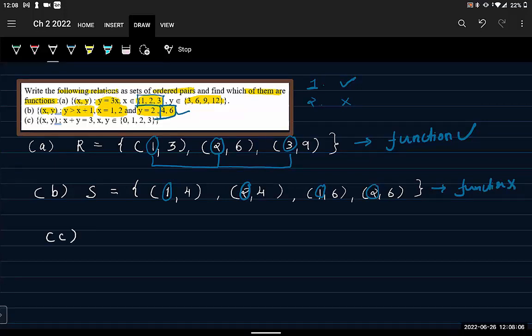Now we'll look at the third sub-question, which says ordered pair xy. The condition here is x plus y is equal to 3. x and y both belong to 0, 1, 2, and 3.